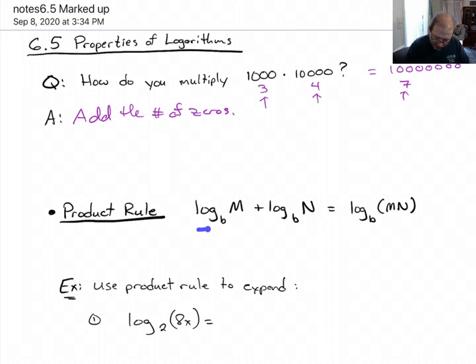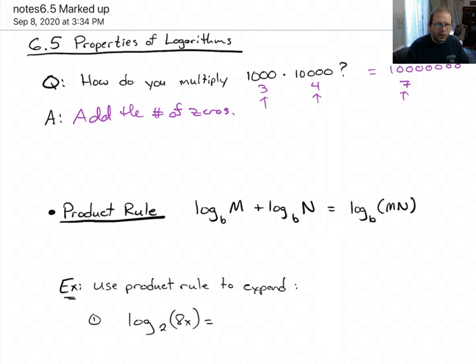Here it is. Log base b of m plus log base b of n is equal to log base b of mn. So in other words, logs convert multiplication to addition and addition to multiplication. There are two important things, though, for this rule. One is you have to have the same base on both logs. And in order to add them together, your coefficient in front of these logs has to be a 1 in both places. If it's not a 1, you have to somehow get rid of it, and we'll see how to do that in a few minutes.